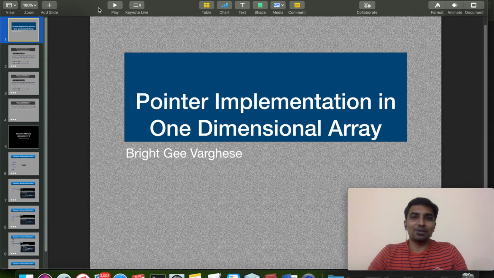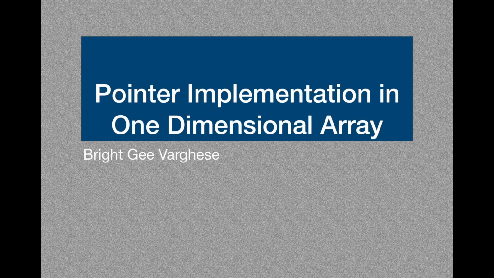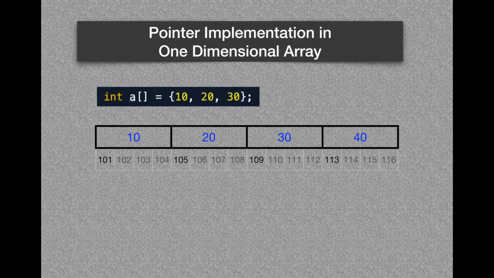Through this video, we are going to see the pointer implementation concept in one-dimensional array. Here we have an integer array with elements 10, 20, 30. Since the memory allocation for an array is contiguous, immediately after 10, 20 is kept, then immediately 30, next to that 40.